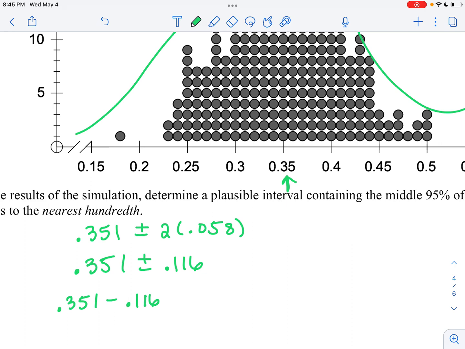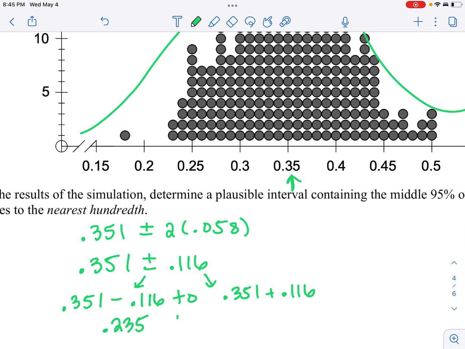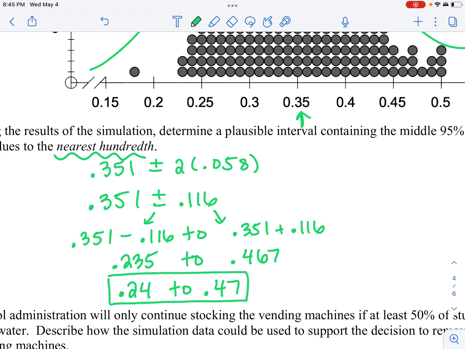And we should get 0.235. And then let's look at the other side here. So 0.351 plus our margin of error, and that we should get 0.467. It did say to round here to the nearest hundredth, so let's just take a moment to do that. So 0.24 to 0.47. So that is our middle 95% interval.